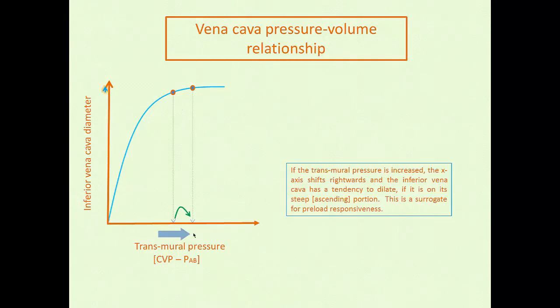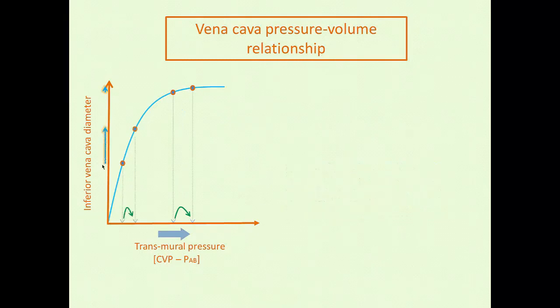So if the patient is on this portion of the IVC diameter transmural pressure relationship, there's going to be minimal dilation, and this patient is not going to be preload responsive. Whereas if the patient does have a large increase in IVC diameter with mechanical inspiration, then this patient will have dilation, and this patient will be judged to be preload responsive, and indeed that's what's been seen.